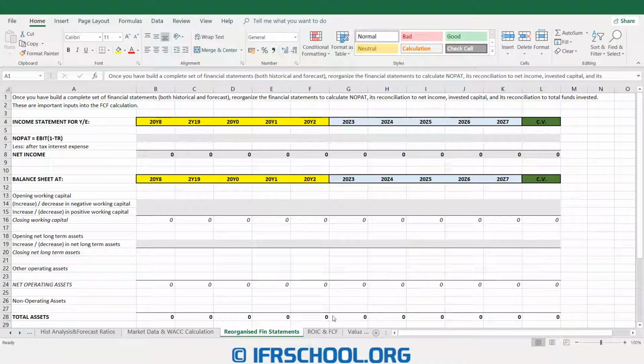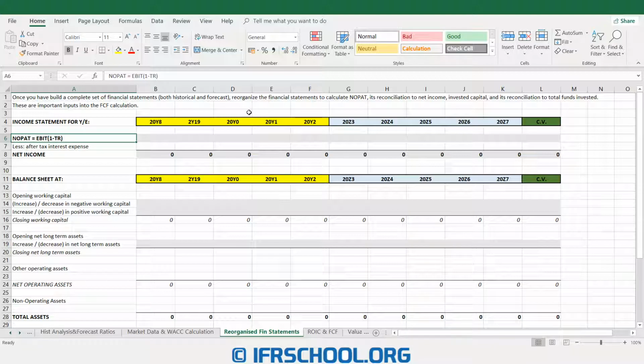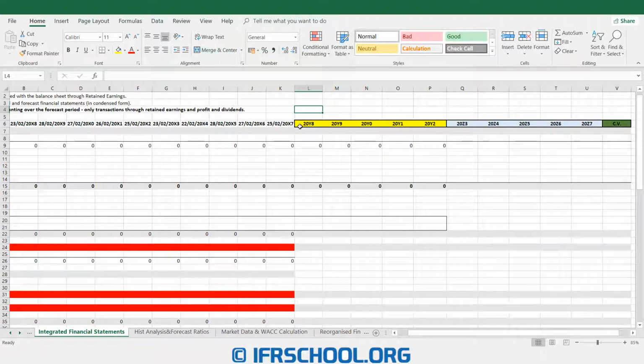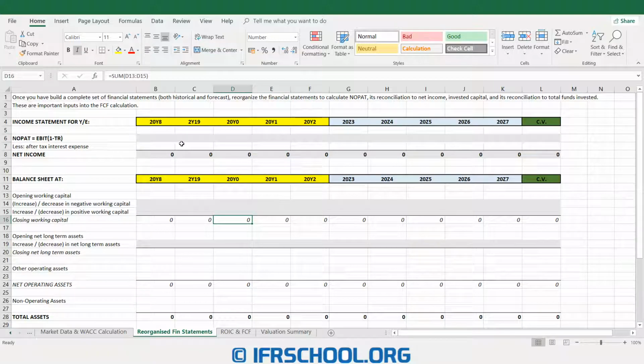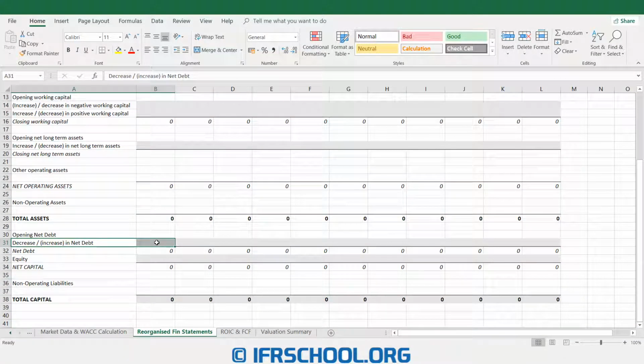Within the Reorganized Financial Statements tab, we extract the components that we need in order to calculate free cash flow for each year over the forecast period. At this stage, we would have forecast the financial statements over the forecast period. We would have done this in the Integrated Financial Statements tab. In the Reorganized Financial Statements tab, we use those forecast integrated financial statements to extract the components that we need to derive our measures of free cash flow. So we extract NOPAT, after-tax interest expense, net income, the change in working capital, the change in long-term assets, and the change in net debt. These are all components that we will use to calculate free cash flow.